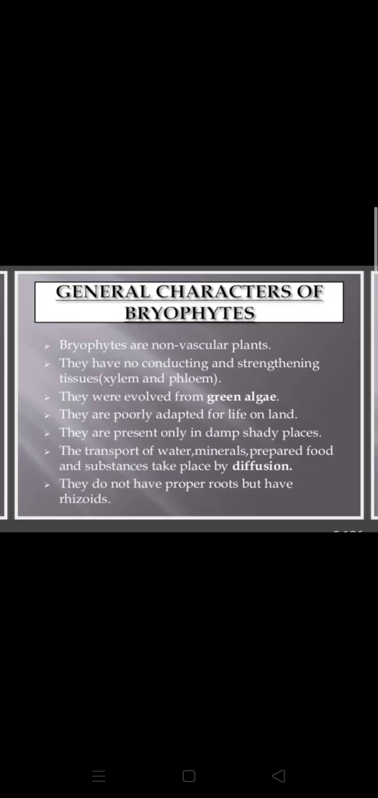The transport of water, minerals, food and substances takes place by diffusion. What is diffusion? You have learnt in your previous classes, it is a type of transport from one concentration to another. So it is your homework that you search on Google what diffusion is, or also write it here. They do not have proper roots but have rhizoids. Roots are poorly developed but are modified into rhizoids. These are also general characters.